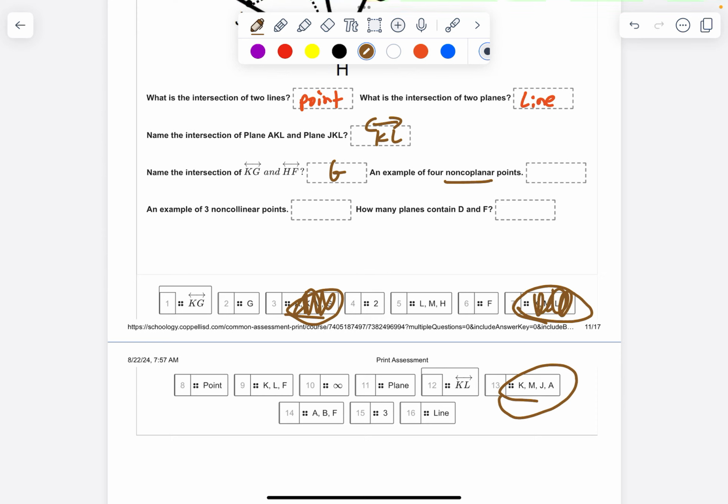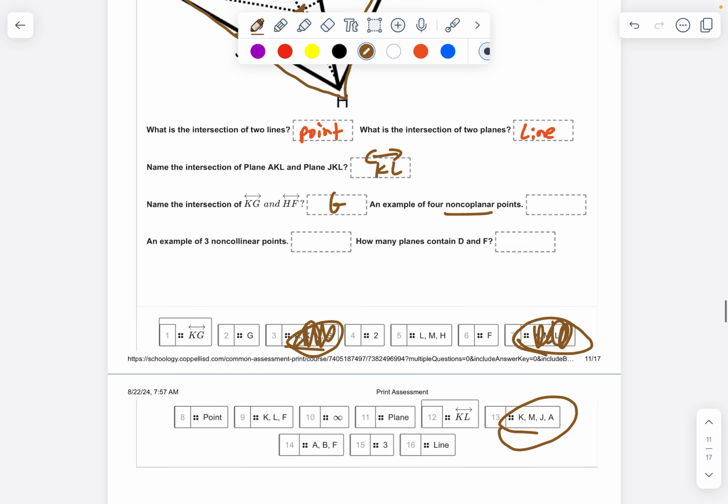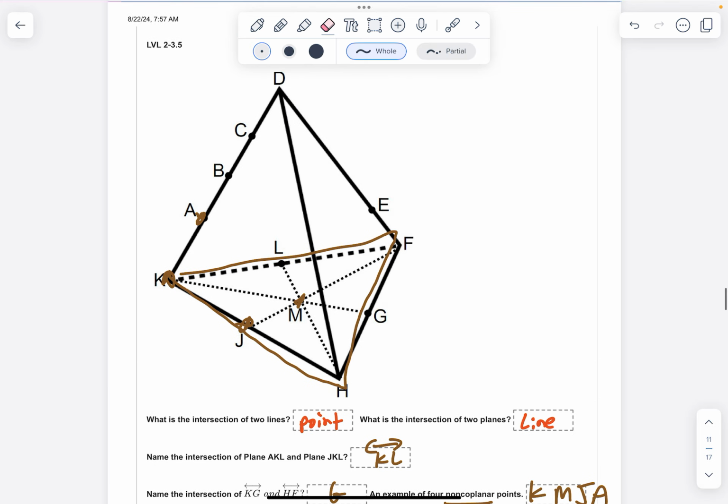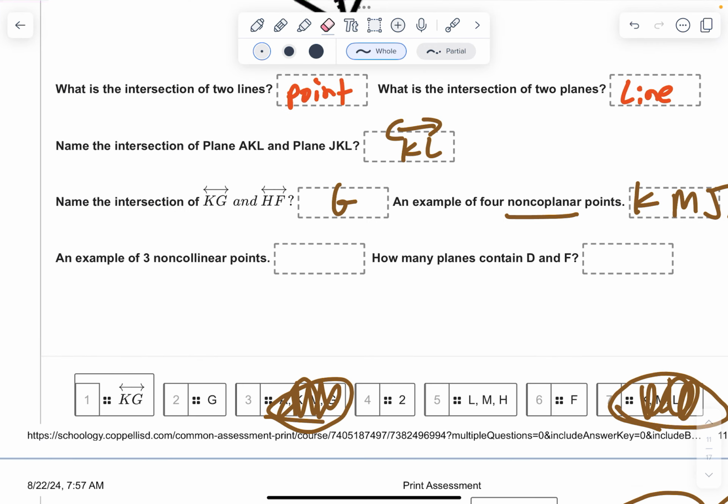So it better be this one. K, M, J, A. K, M, J are on the bottom together. So that's this surface, and A is above the bottom, so it's got to be that one. So out of our choices, it has to be that one. K, M, J, A is the only one that actually works there. Perfect, beautiful. And then the next, it says an example of 3 non-collinear points.